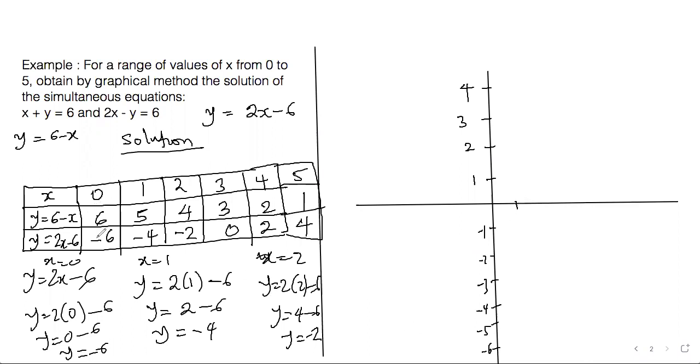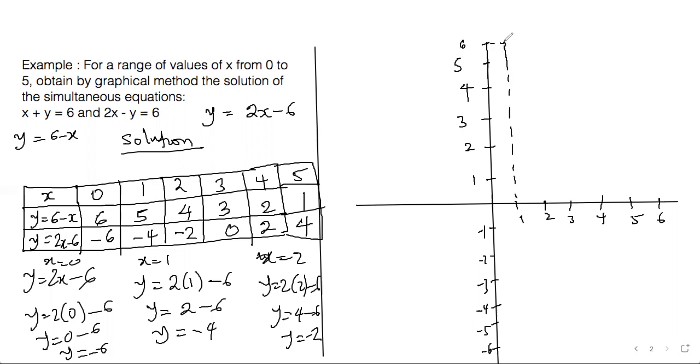I stop there because I know that the smallest value of y there is minus 6. So this is 1, 2, 3, 4, 5, 6. The highest value of x is 5, so it's 5. When x is 0, y is 6. For the first line, I'll plot with black, this is my black ink. When x is 0, y is 6. I need to go up to here, 5, 6.